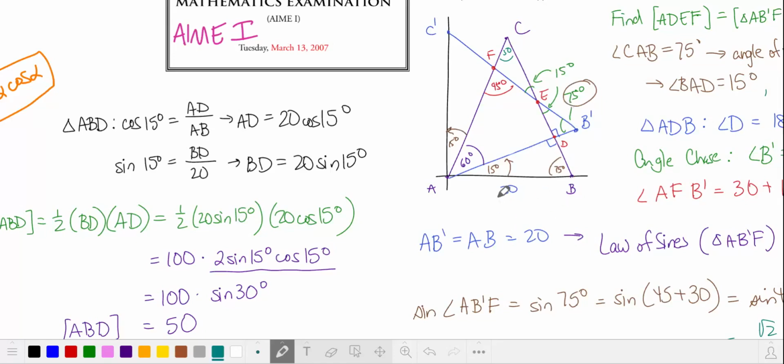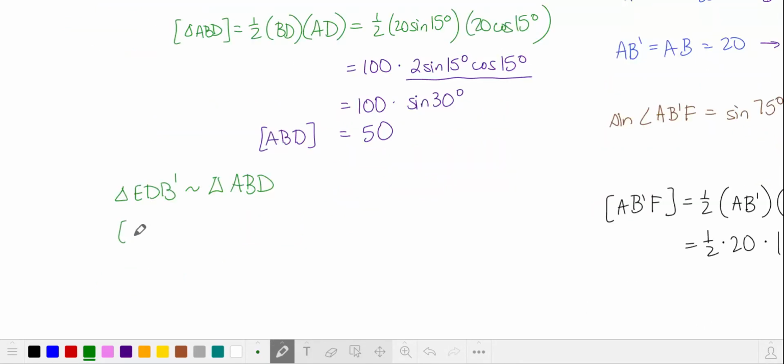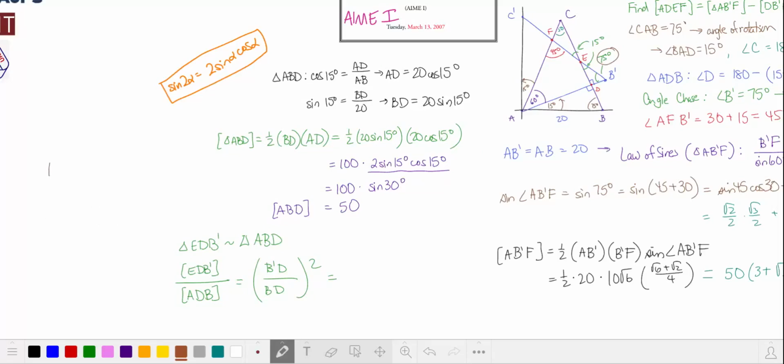Since these two triangles are similar, let's find a pair of corresponding sides. Triangle EDB prime that we're interested in is similar to triangle ABD. So the ratio of the areas is going to be the square of the corresponding side lengths. We'll pick B prime D, the shorter leg of the triangle, and BD, and that ratio is squared. Let's find B prime D.